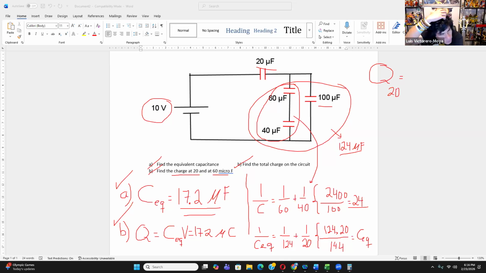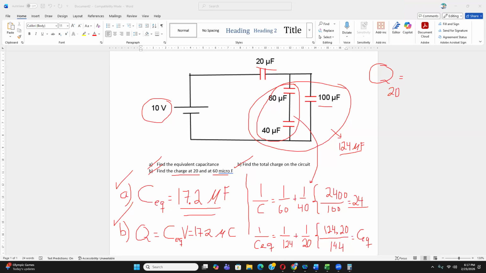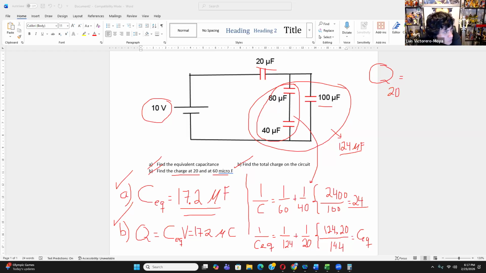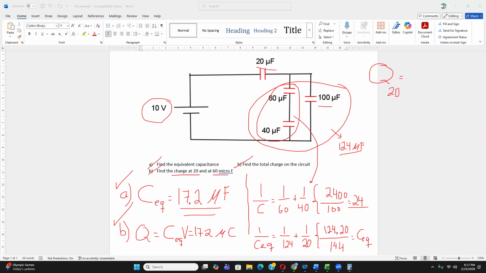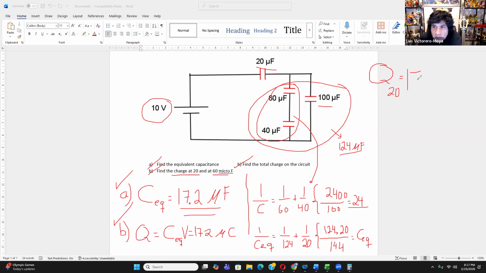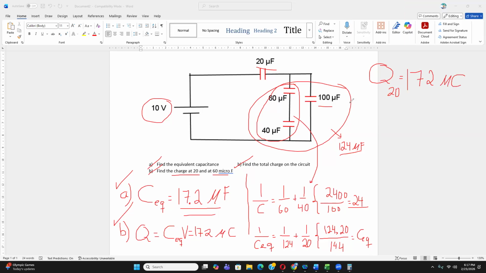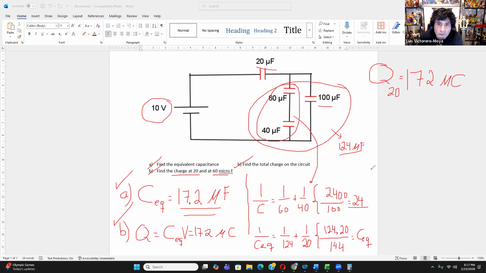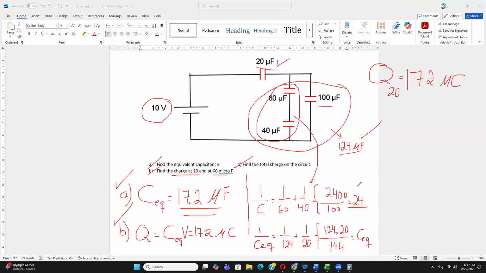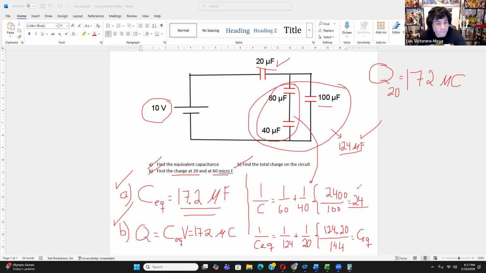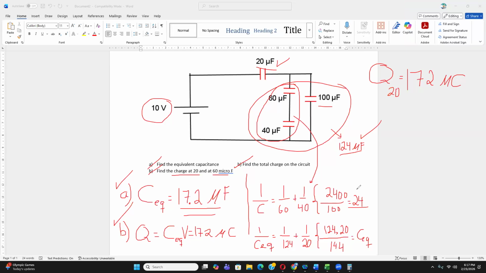You guys need to be careful though. You cannot have more than 172. 172 microcoulombs is the total charge. Q is constant in a series, right? Charge is constant in a series, and voltage is constant in a parallel.